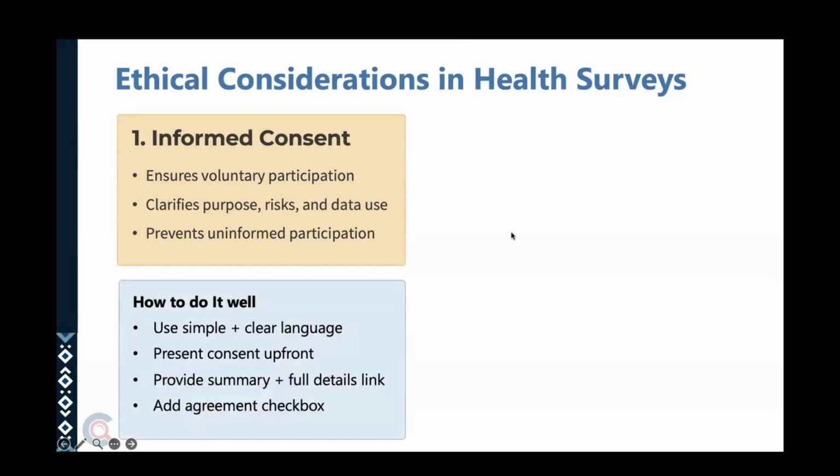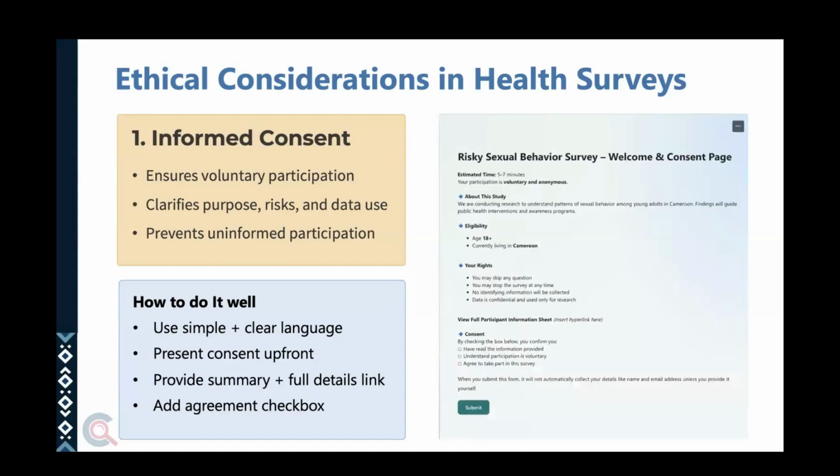And so, how can you achieve this? You have to use simple language that is very clear and unambiguous, and you present the consent form really at the beginning so that someone can read and understand. You provide a summary and details through a full link. It's hard for you to put all the data on the information sheet on that page, and I'll show you an example. You also use check boxes for someone to be sure that they really agree.